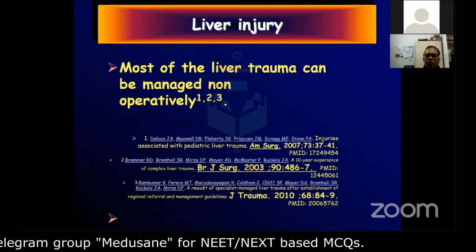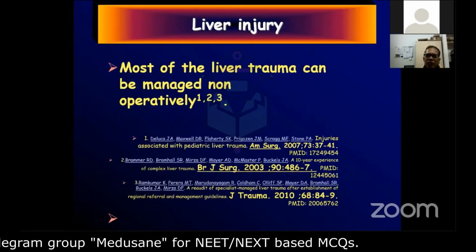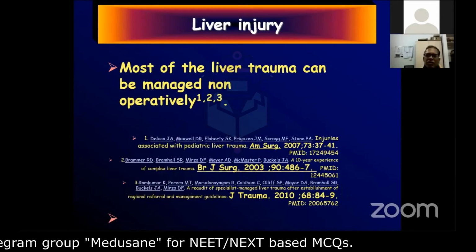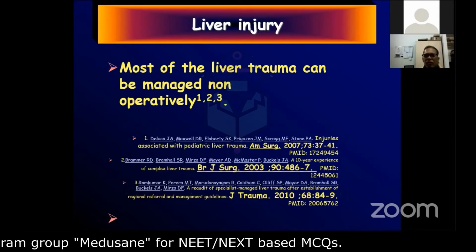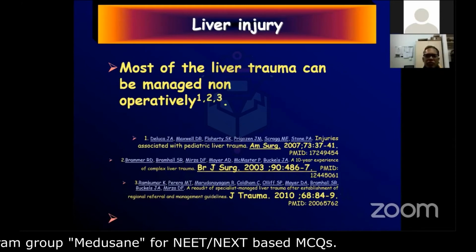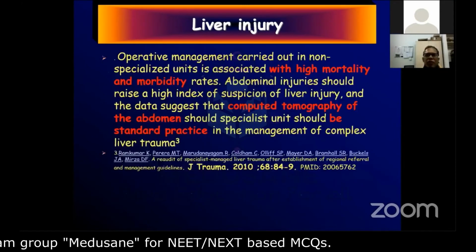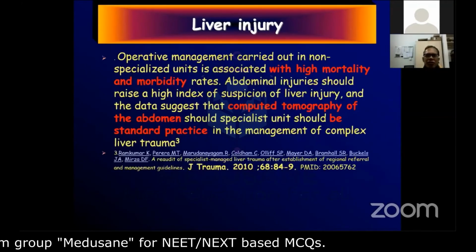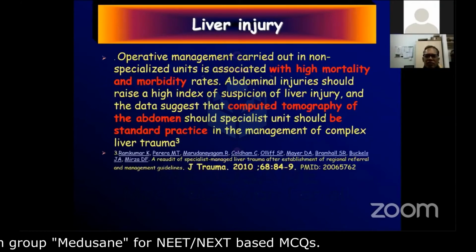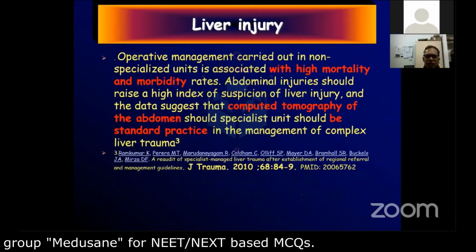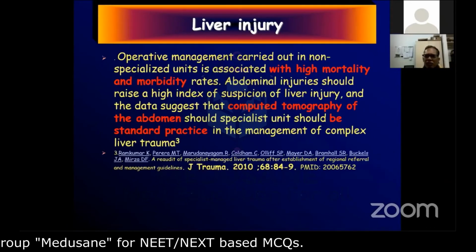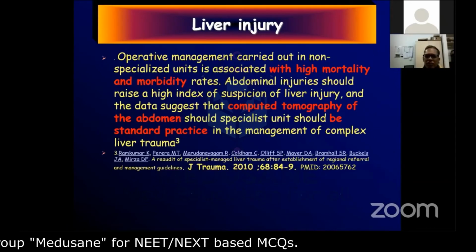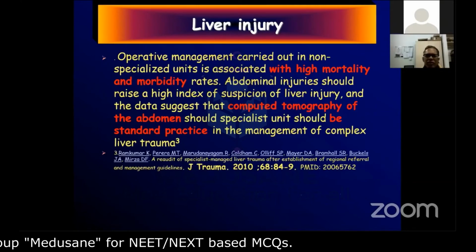non-operatively. So be careful. Same principle to follow as splenic injury: bed rest, IV fluid, and HBPC monitoring, and nobody except the surgeon should examine the abdomen. Operative management carried out in a non-specialized unit is associated with high mortality and morbidity. If you do conservative non-operative management, the survival rate improves and blood transfusion requirement also comes down drastically.